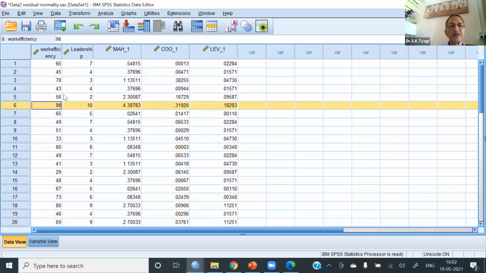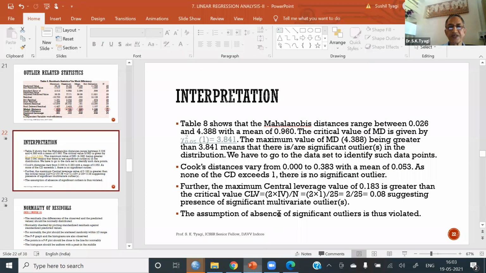Data number 6 is an outlier because the Mahalanobis distance is 4.38, which is greater than the critical value of 3.841. Therefore, we confront one outlier. Now we come to the second one, Cook's distance. Cook's distance varies from 0.000 to 3.3383. As none of the CD exceeds 1, there is no significant outlier.